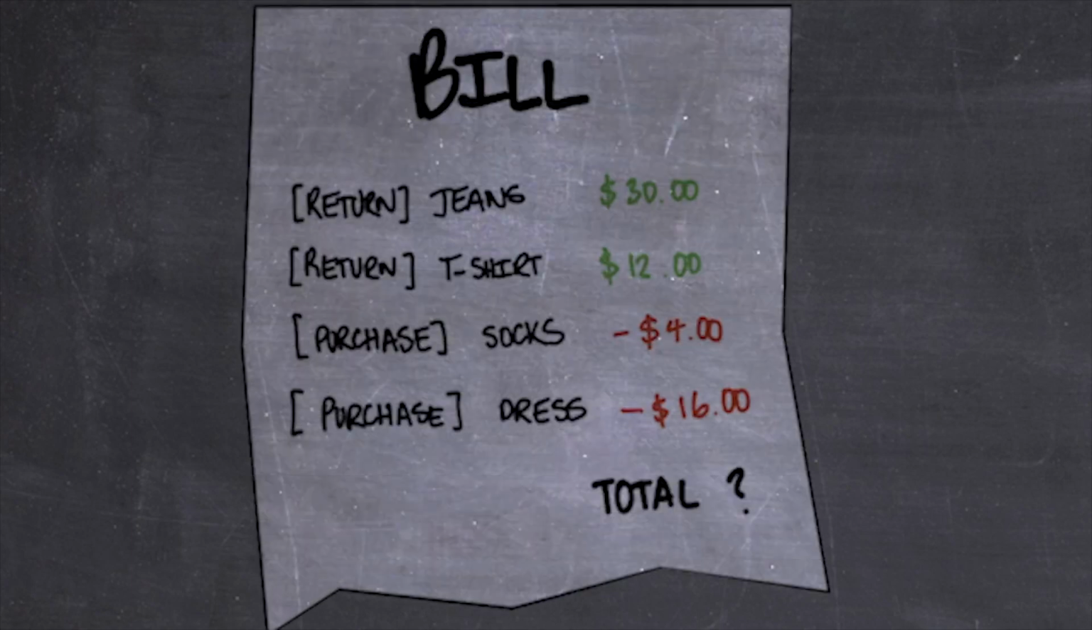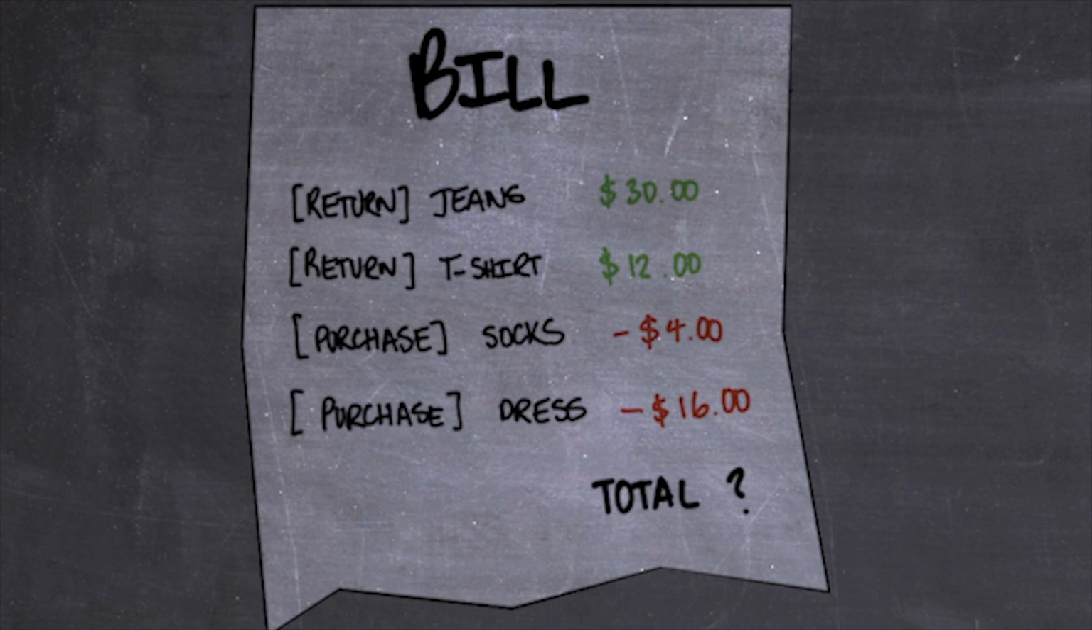Let's do a couple word problems based on what we have learned. Isabel is at a clothing store and needs to make some returns on a few items she had bought the week before. When she gets to the store, however, she realizes that she wants to buy a few items as well. After making the returns and purchases, she receives the following bill. Notice that there are some positive numbers, which indicate returns that Isabel is making, and some negative numbers, which indicate purchases that Isabel is making.